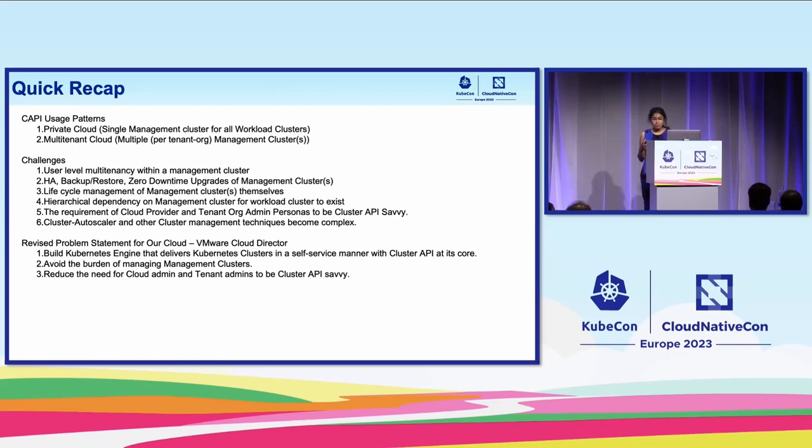Now, with all these in mind, we have revised our problem statement. The original problem statement was bullet number one here, which is to build a Kubernetes engine that delivers Kubernetes clusters in a self-service manner with cluster API. Number two and number three, we have added those conditions to ensure there is not much cost for the providers and also to the tenant organizations. That is to avoid the burden of managing management clusters. And number three is to reduce the need for cloud admins and tenant admins to be cluster API savvy. Usually the primary responsibility of these cloud providers and tenant administrators is to provide an infrastructure as a service platform, and not necessarily a platform as a service like a Kubernetes engine.